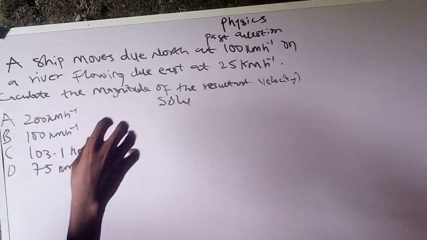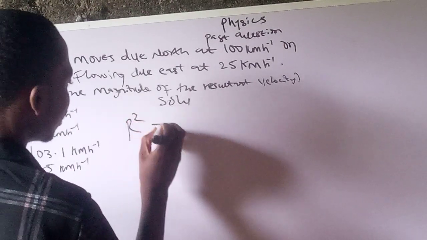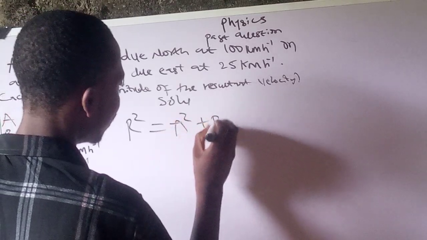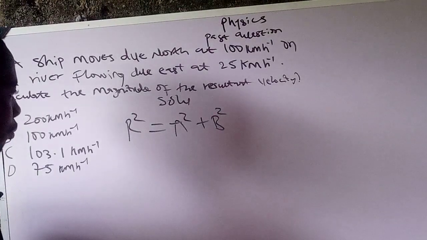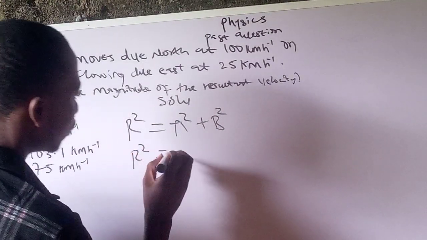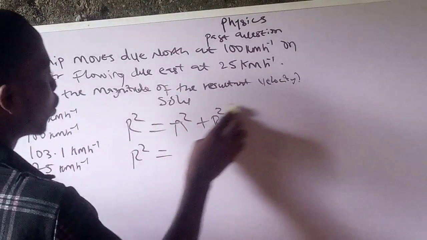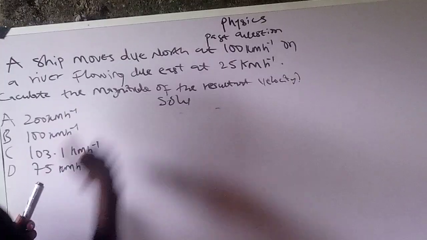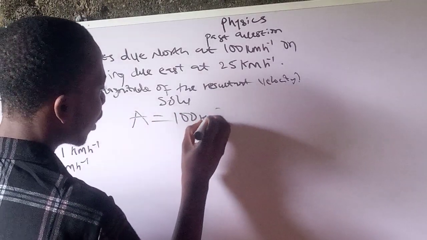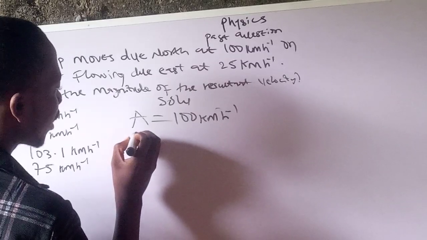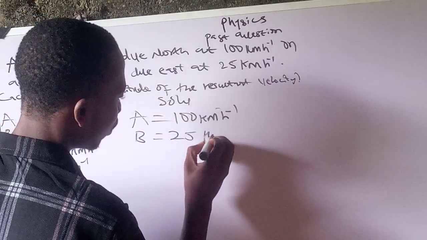Since they are at right angles to each other, we are going to use the Pythagorean theorem, which is R squared equals A squared plus B squared. Now let's go. Let me list the parameters so you will not be confused. I'll make north my A, 100 km/h. Then I will make B my east, 25 km/h.